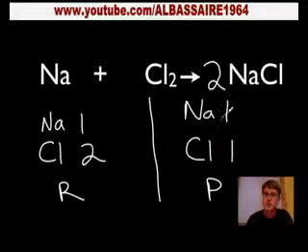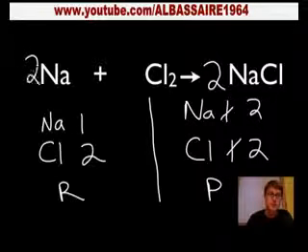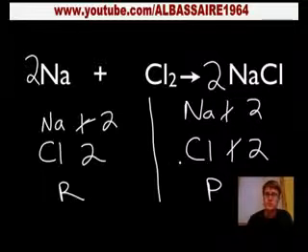So on the right side now, I have 2 sodium and 2 chlorine. But I've set up another problem. In other words, I have 2 sodium on the right side, so now I have to balance that over here. So I'm going to come back here and write a 2 over here, which makes this a 2. Okay, so now we've got 2, 2, 2, 2, and that's balanced.